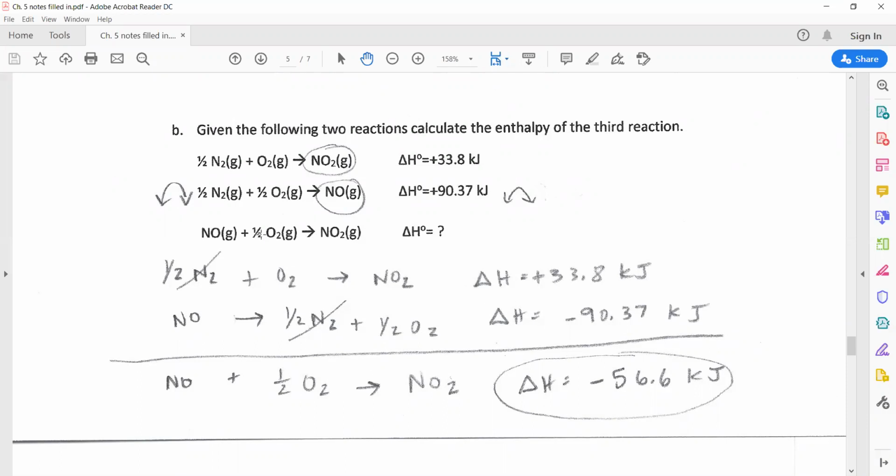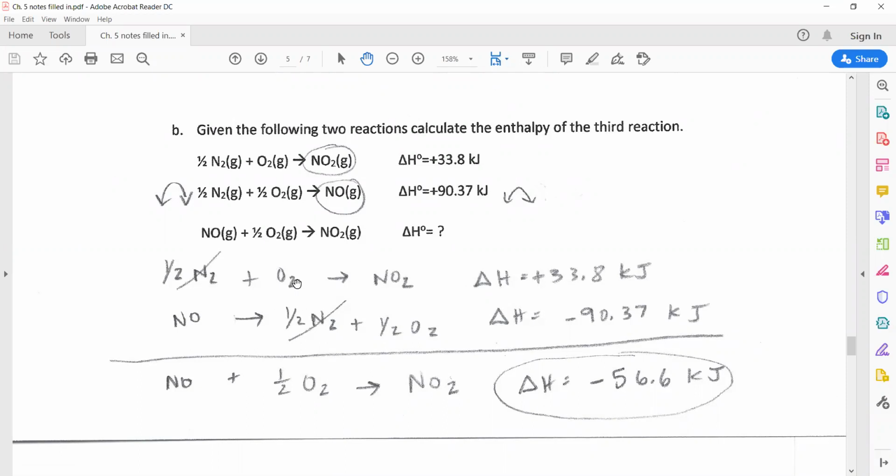Then the next thing we do is see if anything needs multiplied, or maybe things are ready to cancel. So here I only need one NO, that looks okay, and one NO2, that looks okay. So I'm not going to multiply anything yet. I'm going to look for cancellations, and you'll see that 1/2 N2 and 1/2 N2, they cancel, and you're left with NO plus 1/2 O2.